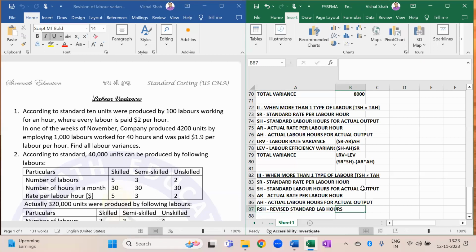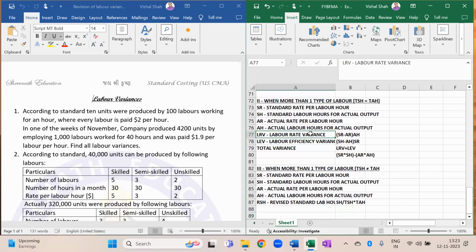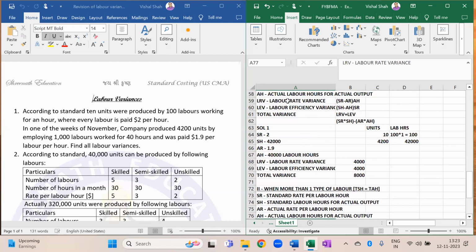It again has a formula. There the formula was SQ upon TSQ into TAQ. Here there will be formula SH upon TSH into TAH. Okay, let's do the formulas. As far as formula is concerned, this will be the same for LRV, LEV.